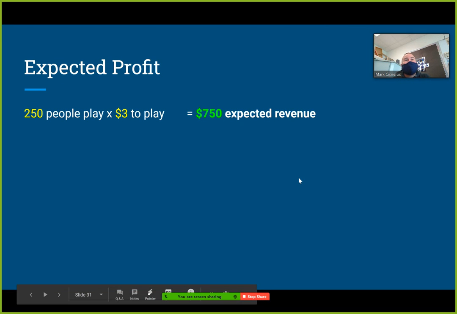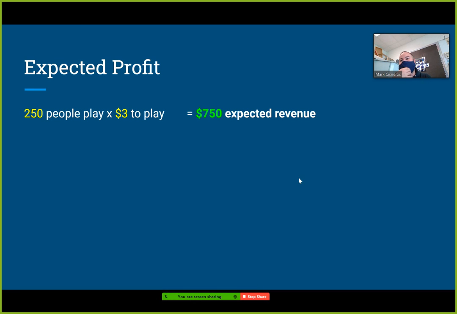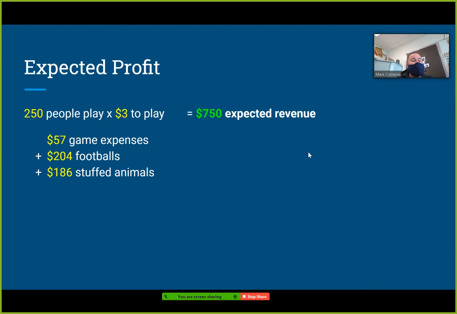When you're running a business, you have expenses that you have to spend. What are the expenses in this particular case? All the prizes. Plus, if you remember back from the beginning, there was $57 originally to set up everything else. So I needed to buy the original game and all that stuff. That cost $57. All the money in the footballs I got to spend. All the money in the stuffed animals I got to spend. Add all those together. These are all my expenses.